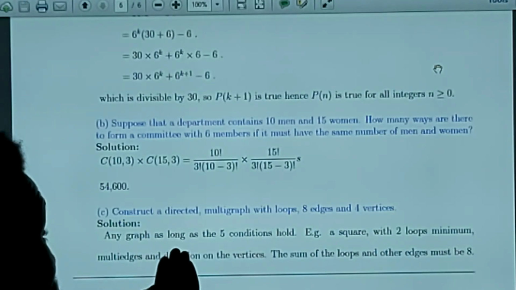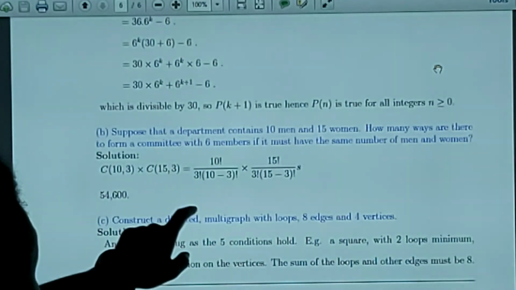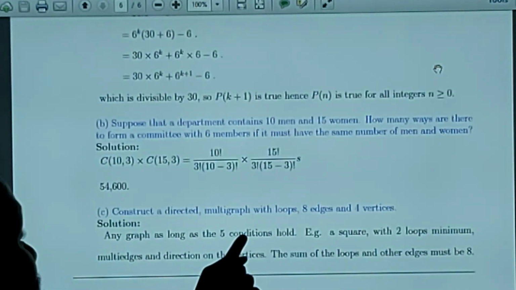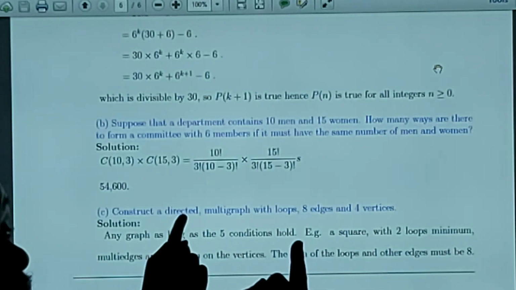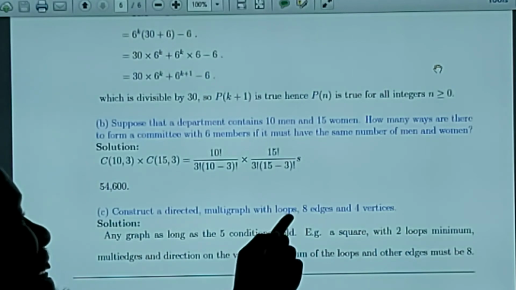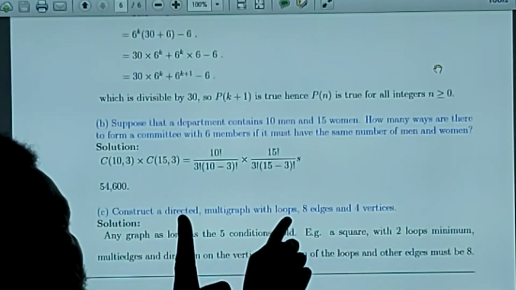Here, how many marks was I giving you? I think it was 5 marks or 4 marks. I don't remember now. Let me check. It was supposed to be 5 marks. And why 5 marks? Because you must have directed, so the edges have directions, multigraph with loops. Loops, not loop. Many of you gave me only one loop.